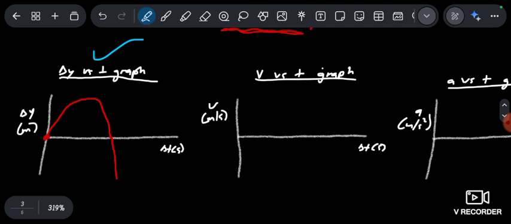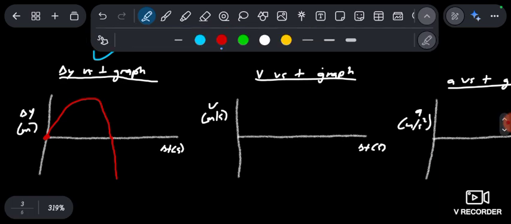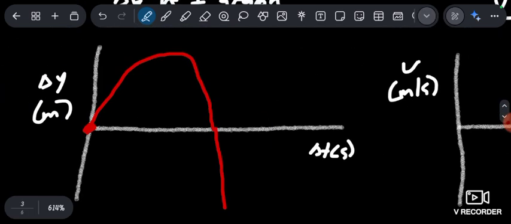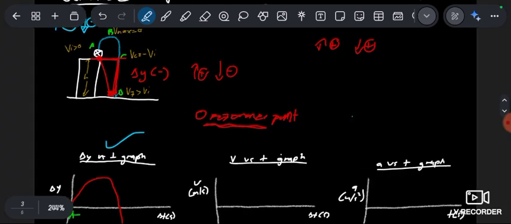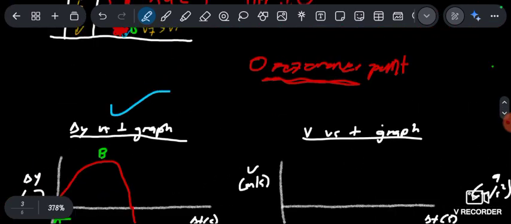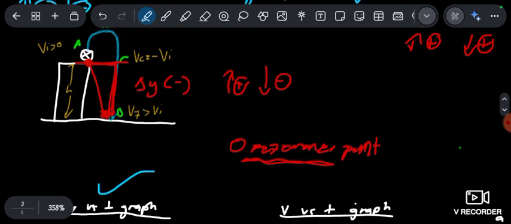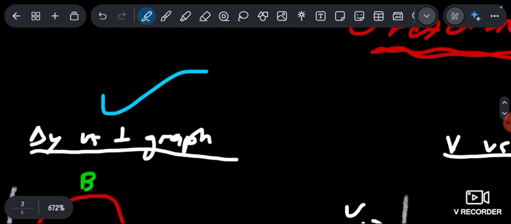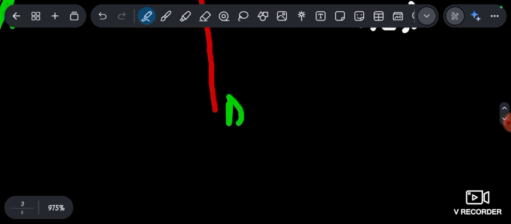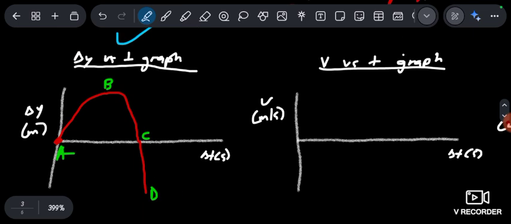Just like that. Now, let's draw our scenarios. Let's draw A. Where is A? Over here, right? A is the start. Where is B, which is the maximum height? This would be B. Where is C, which would be the same point that we have projected from? That would be C. And D would be where the ball reaches the ground, right?